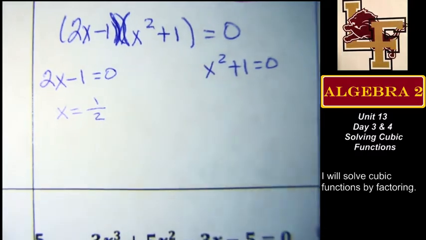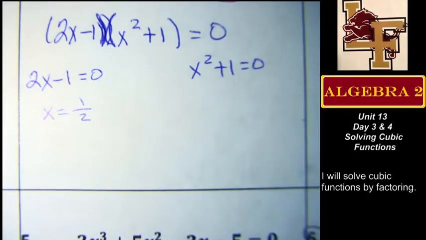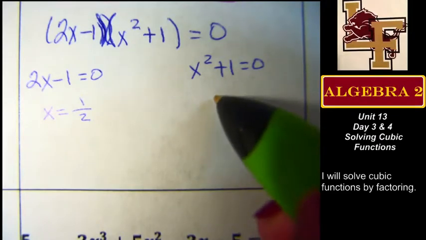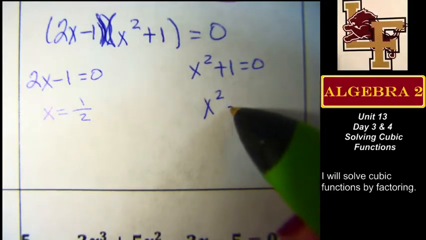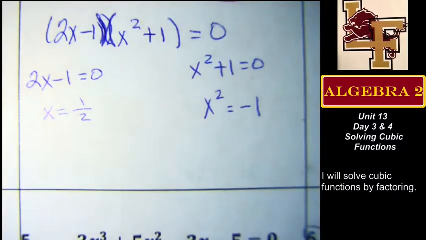The one on the right looks a little more tricky because I have an x squared. But I have an x squared plus or minus some stuff. So I'm going to get rid of the plus or minus some stuff to leave the thing squared by itself. What squared gives me negative 1?